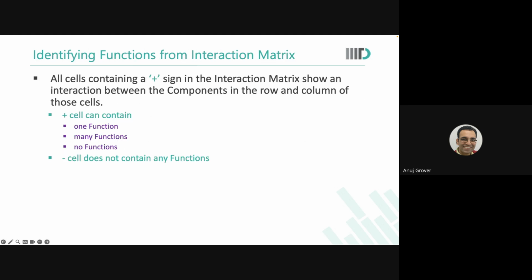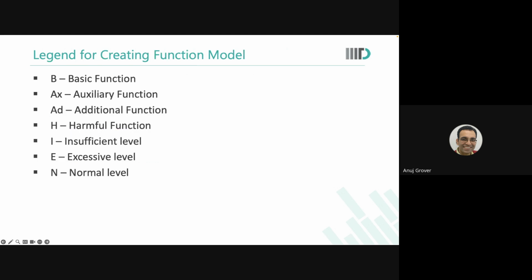So, a function can exist only where there is a plus sign in the interaction matrix. If there is no plus sign, there can be no function there. But where there is a plus sign, there can be more than one function. There can be useful, there can be harmful functions, there can be basic, additional or auxiliary functions. Okay? Or there may be no functions.